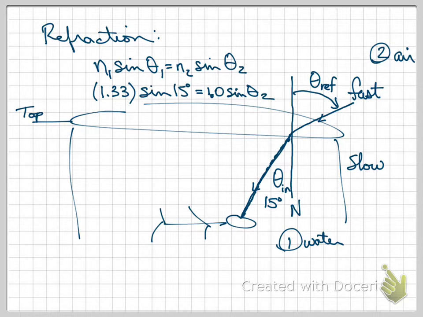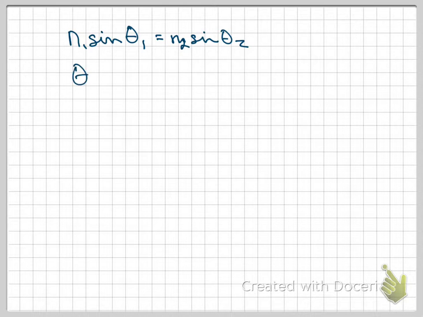If you solve for theta 2, let me do that and make sure I'm in degree mode. Everybody should be in degree mode for this. 1.33 sine of 15, inverse sine of that answer is 20.13 degrees. Which makes sense. It's getting bigger. It's bending away from normal. What I'd like you to do now is continue with Snell's law and plug in 30 degrees and solve for what theta 2 would be.